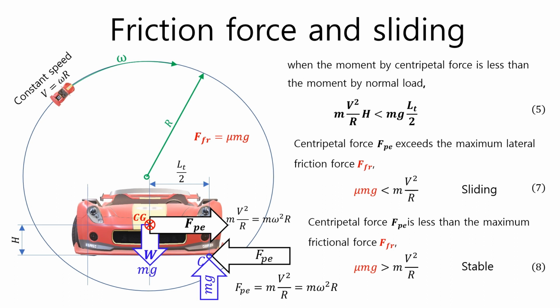Let's look at the relationship between friction force and sliding. As shown in equation 5, when the moment by centripetal force is less than the moment by normal load and the centripetal force Fpe exceeds the maximum lateral friction force Ffr, as shown in equation 7, sliding occurs and the vehicle is pushed outward. However, if the centripetal force Fpe is less than the maximum frictional force Ffr in the lateral direction, stable cornering is possible, as shown in equation 8.